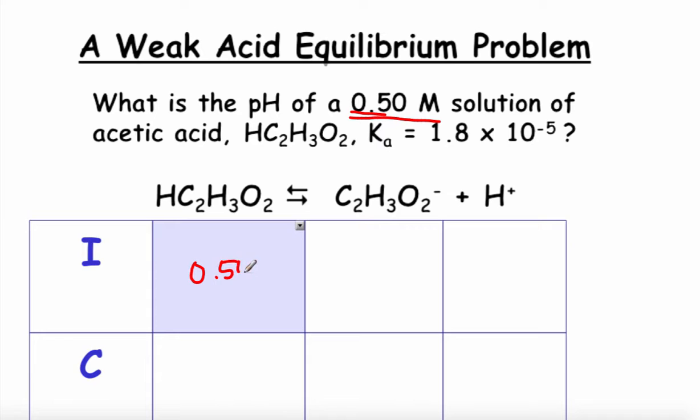0.50 molar. Now, under initial conditions, I assume the acid hasn't had the opportunity to dissociate yet, which means there's no conjugate base and there are no hydrogen ions in solution just yet.